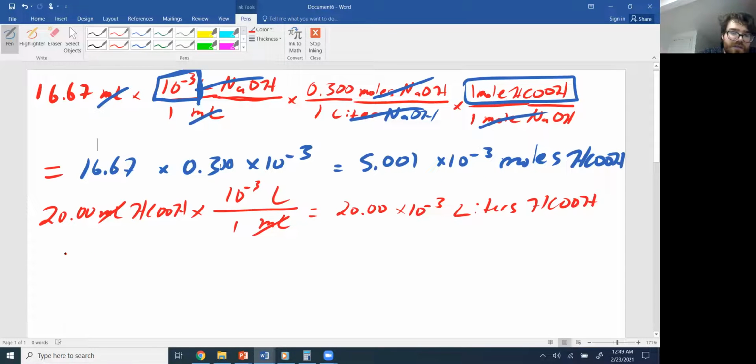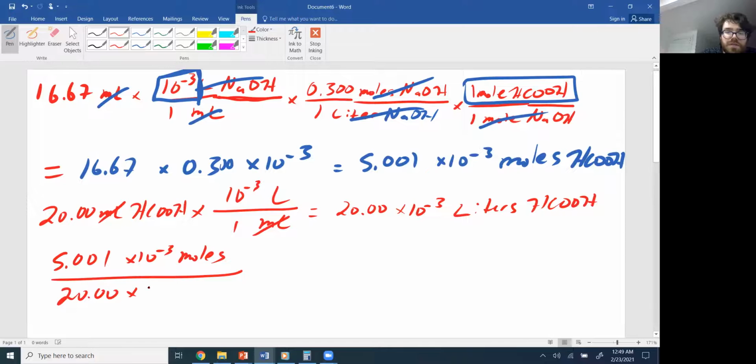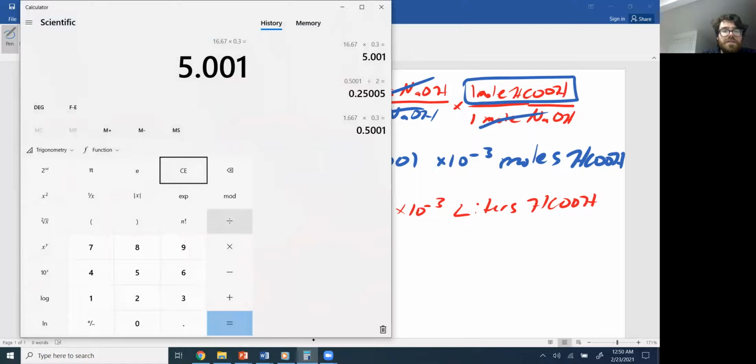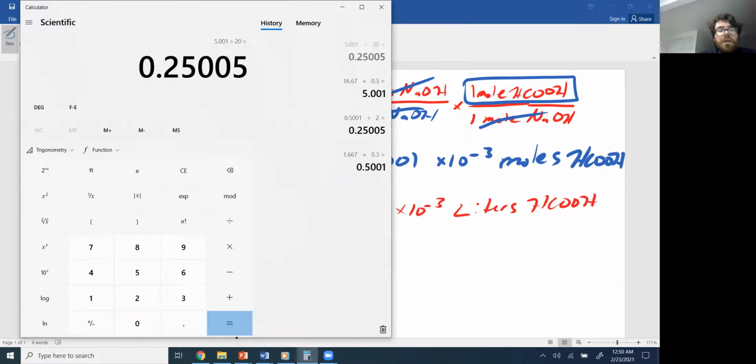So we're dividing now to find the molarity, the concentration. 5.001 times 10 to the negative 3 moles divided by 20 times 10 to the negative 3 liters. These values will cancel, right? 10 to the negative 3, 10 to the negative 3 cancel. We're getting 5.001 divided by 20. Okay, let's plug this into the calculator. We have this divided by 20, 0.25005.